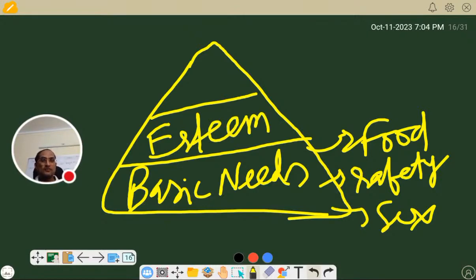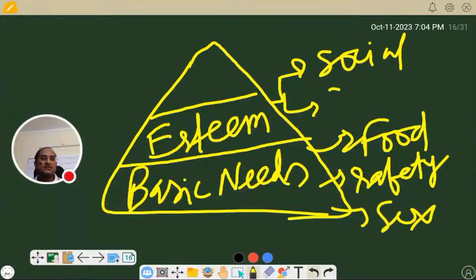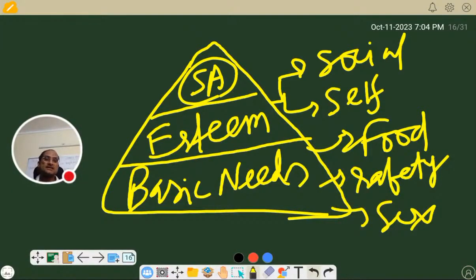Basic needs fulfilled. Now we will look for more. Now food, drink, roti kapda makan is all there with us. What we should do now: we need respect, ego, social esteem and self esteem. How much respect you get in society, your social esteem, and how much confidence you have in your abilities, self esteem. When you breach all these things, you reach your SA, self actualization. Basic needs, esteem needs, actualizing needs. Basic needs B, esteem needs E, and A is actualizing needs.